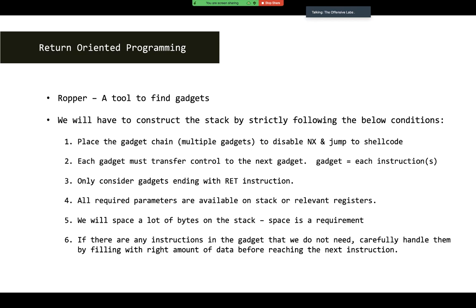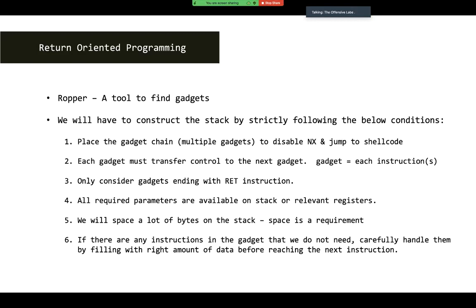And the next step, each gadget must transfer control to the next gadget. If you remember the return to libc attack, we have used this particular concept already. The gadget that we were using was actually making use of the ret instruction at the end. So whenever we select a gadget, we will have to ensure that the gadget has a ret instruction at the end. Number 3, consider gadgets ending with ret instruction. So that's the same thing.